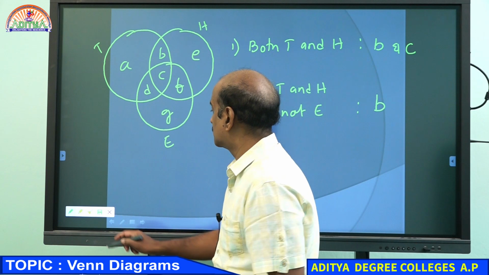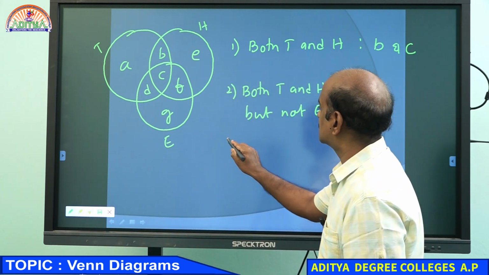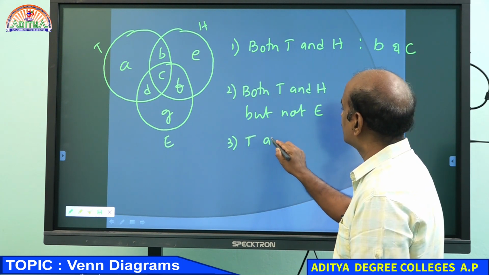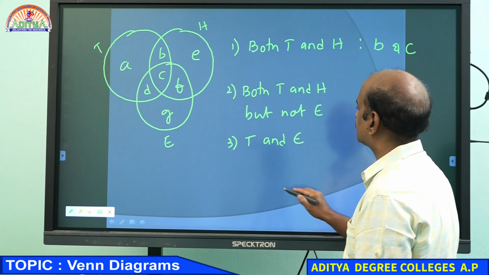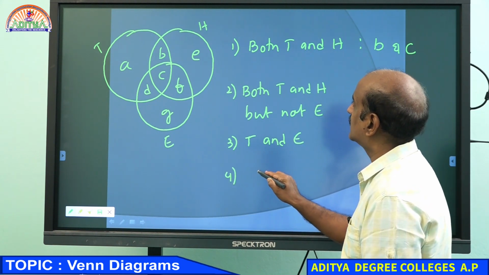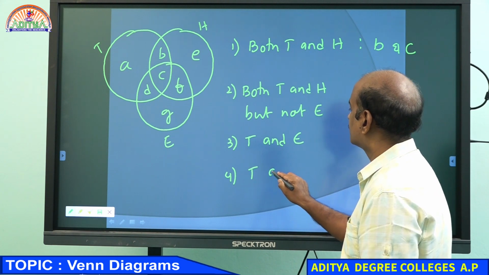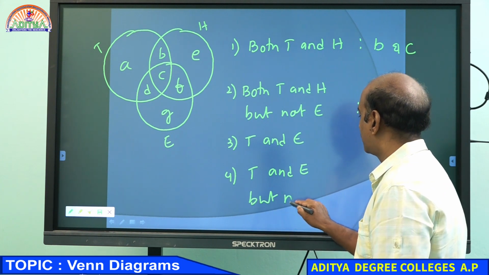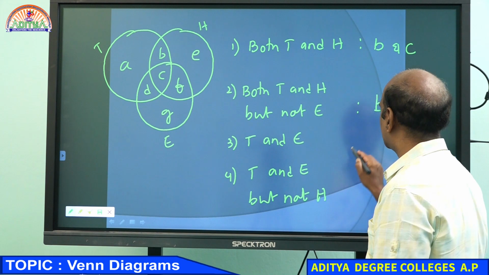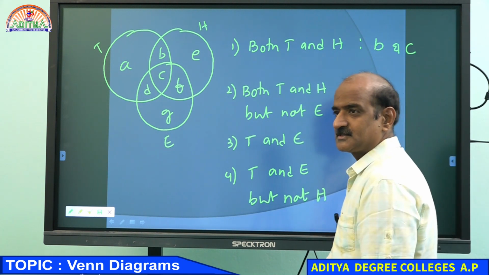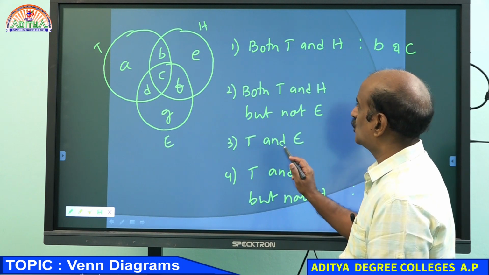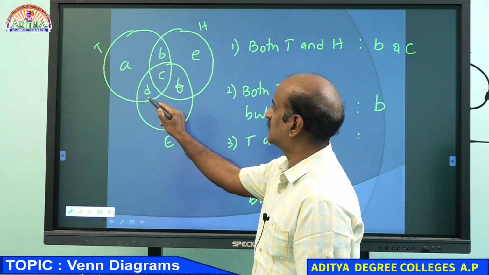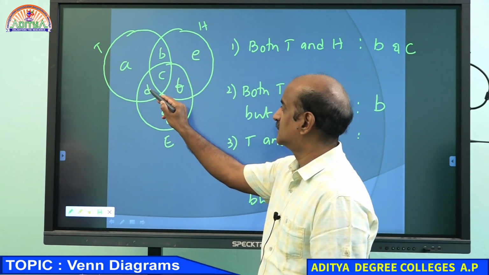Now, let me give you one more question so that I can see how you answer it. Come on, student. Question number 3: how many like Telugu and English? Question number 4: how many like Telugu and English but not Hindi? If I give you these 2 questions, my question is Telugu and English. If I said only Telugu and English, you have to consider this particular common area which includes Telugu as well as English.